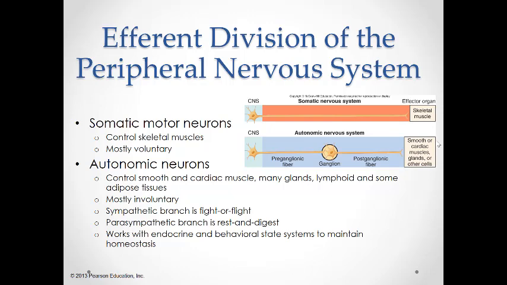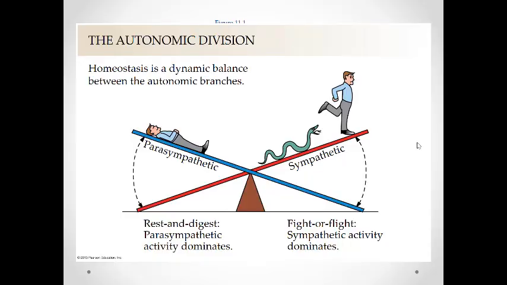And so we're going to spend time now talking about all of those other things. The autonomic neurons are mostly involuntary, so this is not something that you can voluntarily control. And they are part of your fight or flight, which we'll talk about in a minute. And yeah, so let's talk about the difference for autonomic division.